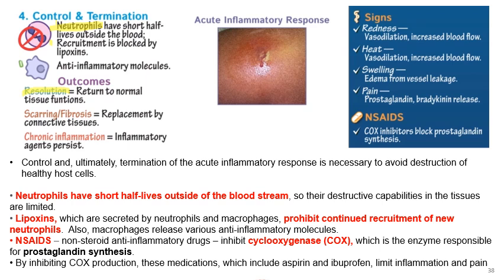All right, so at the end of the inflammation, you're going to have some scarring or some fibrosis that can happen. But then everything goes back to a normal situation if you just have good resolution.